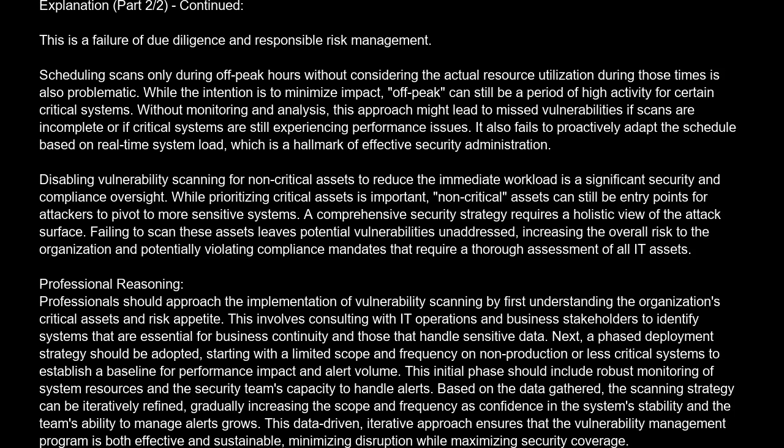This initial phase should include robust monitoring of system resources and the security team's capacity to handle alerts. Based on the data gathered, the scanning strategy can be iteratively refined, gradually increasing the scope and frequency as confidence in the system's stability and the team's ability to manage alerts grows.